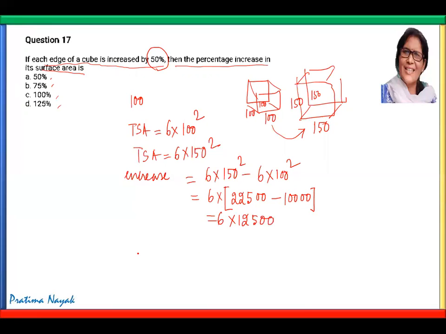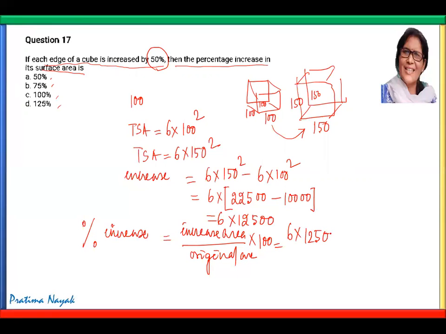So what is the percentage of increase? That will be increase in area by original area multiplied by 100. So increase is 6 into 12500, original was 6 into 10,000, multiplied by 100. 6 cancels, 100 cancels, 100 cancels. How much are you getting? 125. So 125%. Where is the answer? D is the answer.